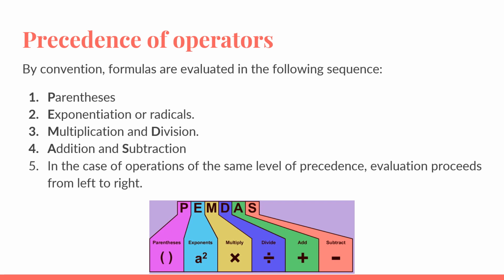So by convention, formulas or expressions are evaluated in the following sequence. So we deal with the parentheses first. Parentheses involves all kinds of brackets, such as round brackets, square brackets, or curly brackets. And then we deal with the exponentiation or radicals, or we call that the powers. And then we deal with multiplication and division, and then addition and subtraction. In the case of operations of the same level of precedence, such as multiplication and division, or addition and subtraction, the evaluation proceeds from left to right.